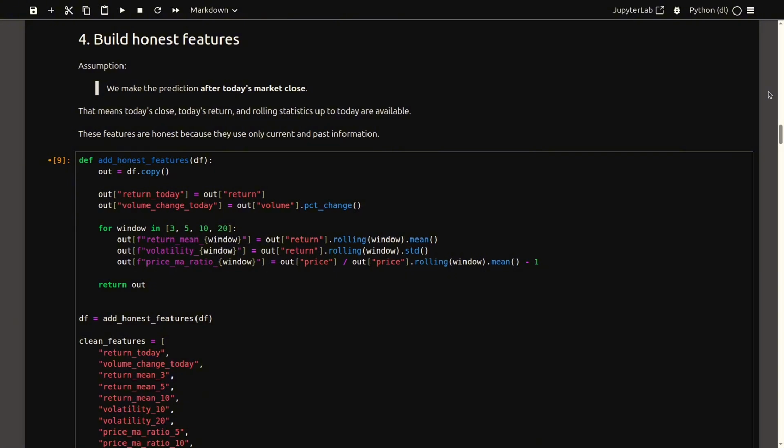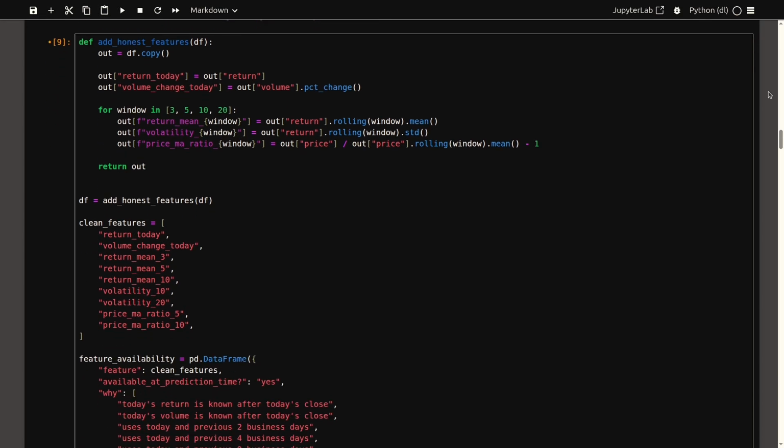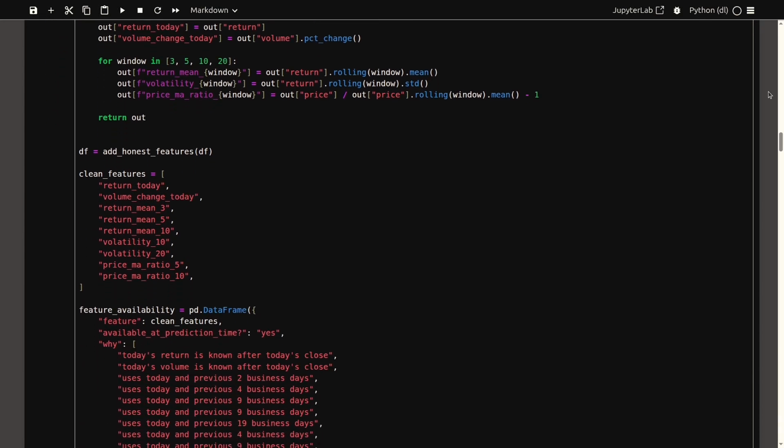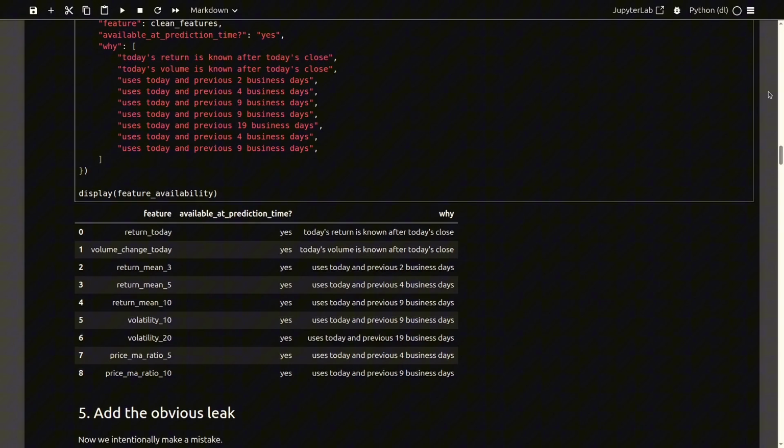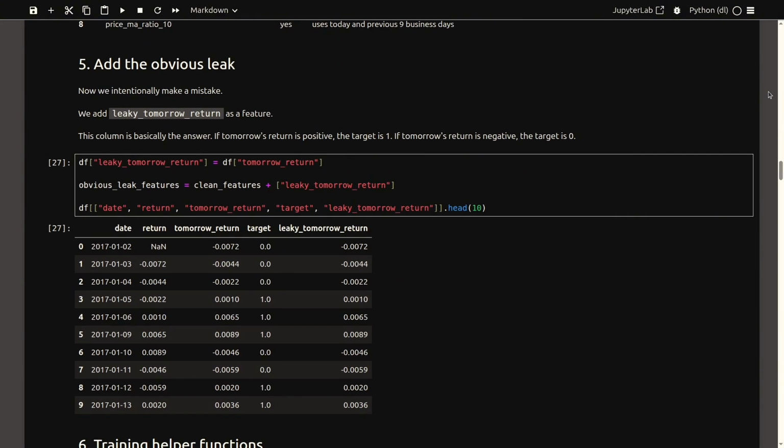First, we create the data and build honest features: past returns, moving averages, volatility, and volume changes. These are allowed because they only use information from the past. Now I intentionally add one bad feature, leaky tomorrow return. This is basically tomorrow's return, the thing we are trying to predict. So if the model uses this, it's not learning the market, it's reading the answer key.